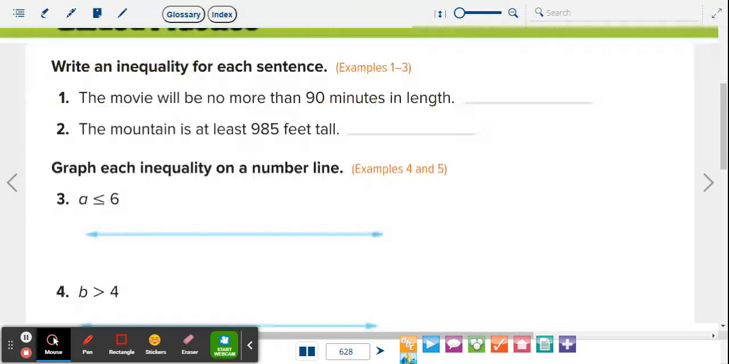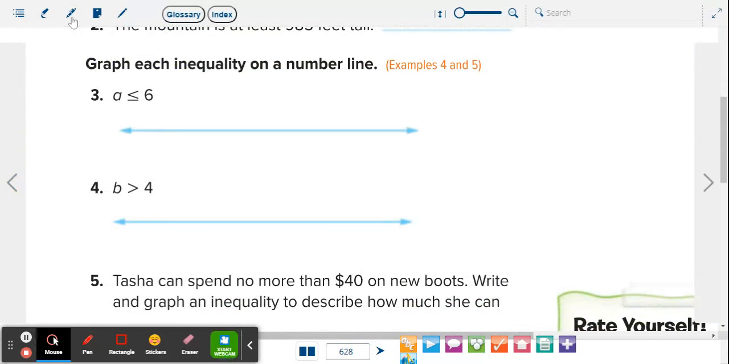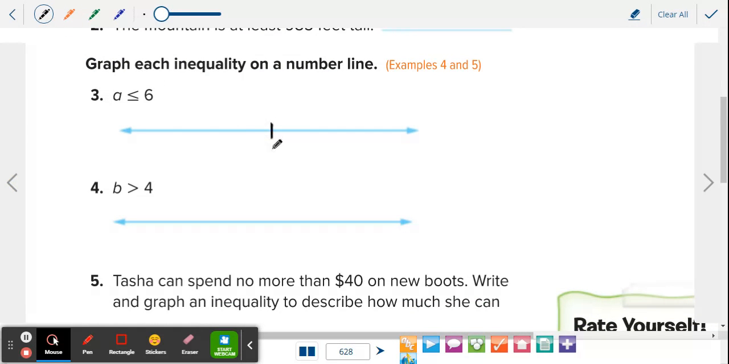So let's do one more of those. Number 3 here. A is less than or equal to 6. So once again, I put 6 in the middle, put 7 and 5. So A is less than or equal to 6. Is it a circle or is it a dot? It's a dot because it can equal 6. So we put a dot. Now, since it's less than or equal to, which way do we go? To the left.